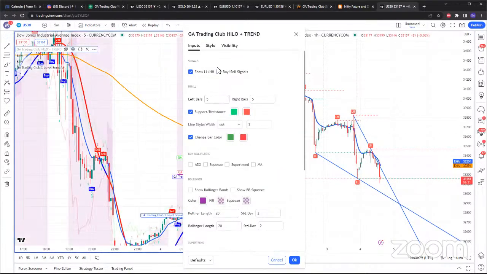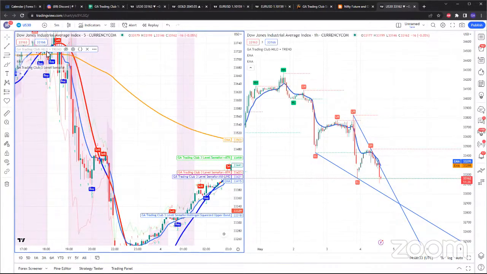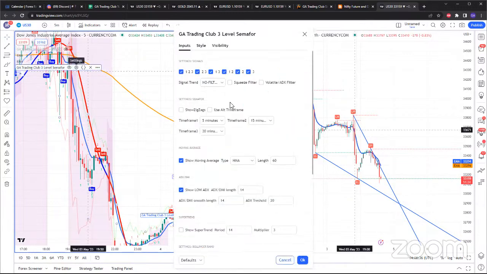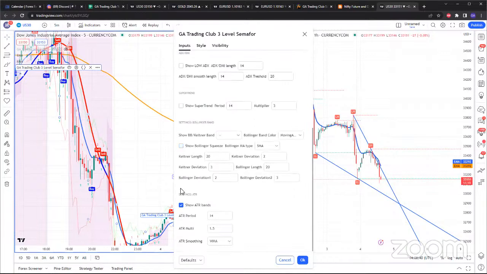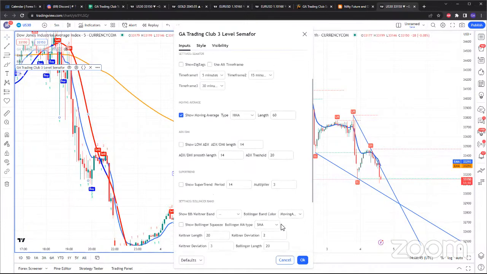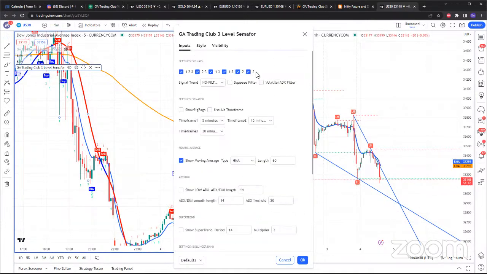So for example, this one, no, that's the other one. The 3-level semaphore moving average. Sometimes I reduce all of these settings because I don't want too many markups on my charts. So it breaks down buy and sell zones into 3. Level 1 is a high probable buy or sell zone. Level 2 is a likely probable buy or sell zone, and level 3 is a highly probable buy or highly probable sell.